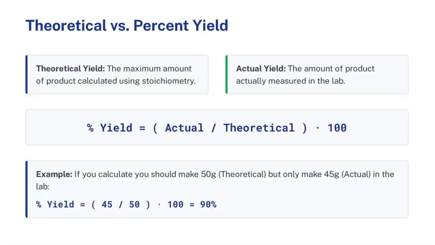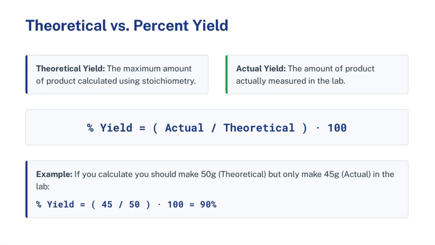Okay. So the theoretical versus percent yield. So the theoretical is the maximum amount of product calculated using stoichiometry, and the actual yield is the amount of product that was actually observed in a lab. So percent yield is actual divided by theoretical times 100.